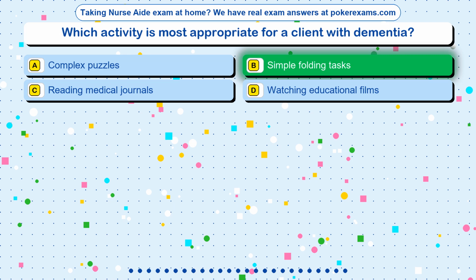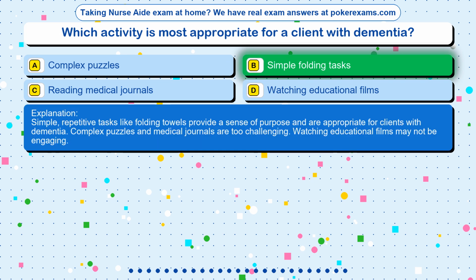The correct answer is option B, simple folding tasks. Simple, repetitive tasks like folding towels provide a sense of purpose and are appropriate for clients with dementia. Complex puzzles and medical journals are too challenging. Watching educational films may not be engaging.